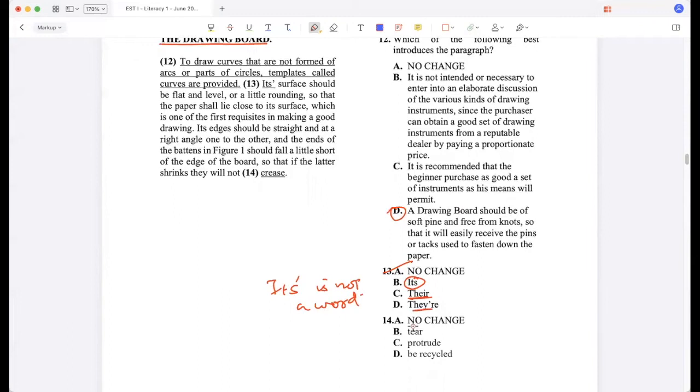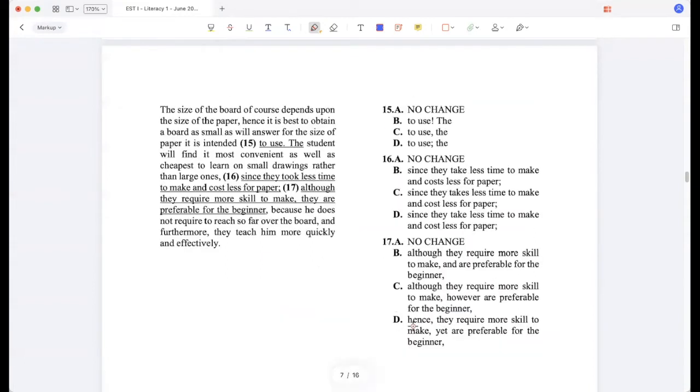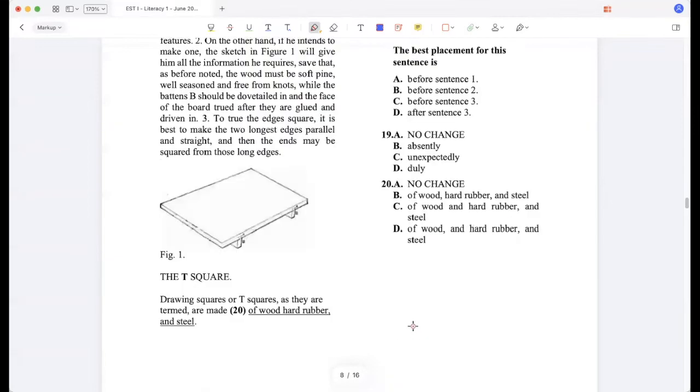Its edges should be straight and at a right angle one to the other, and the ends of the battens in figure 1 should fall a little short of the edge of the board so that if the latter shrinks, they will not crease. What is the figures? Where is that figure? Okay. Drawing squares or T-squares as they are termed are made of wood, hard rubber, and steel.